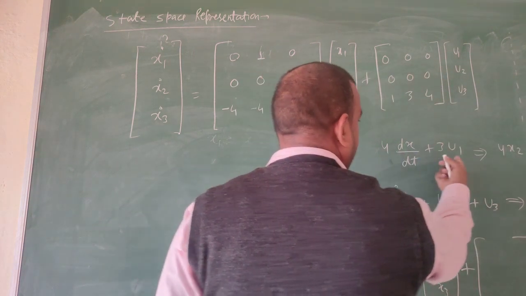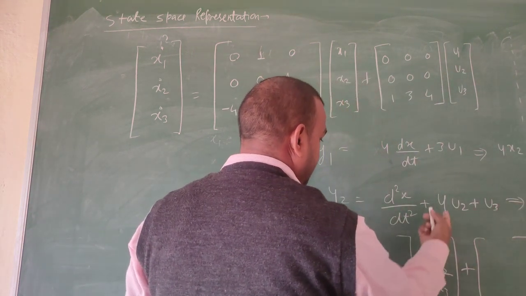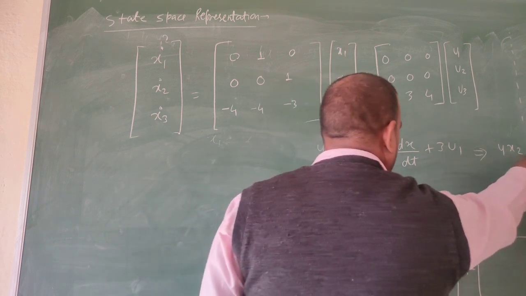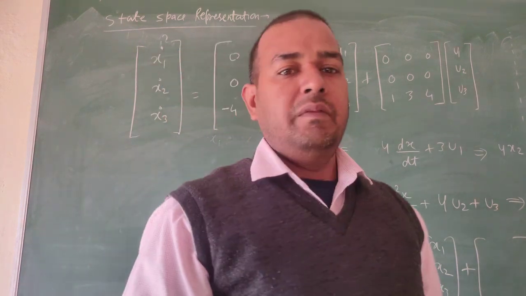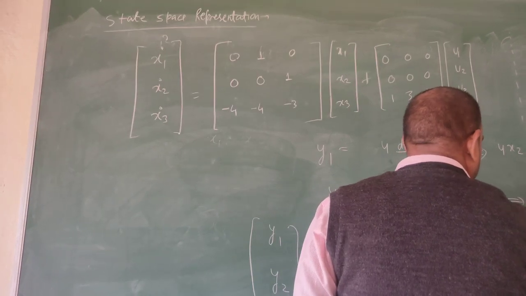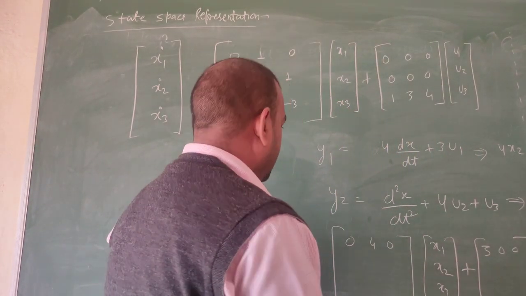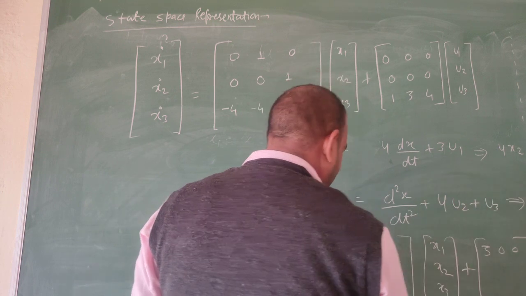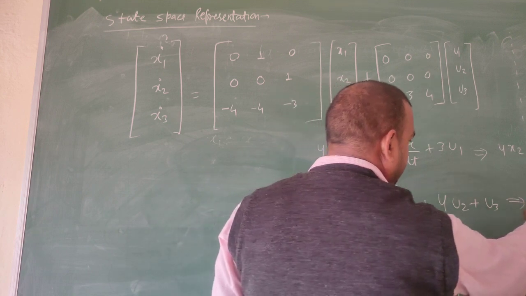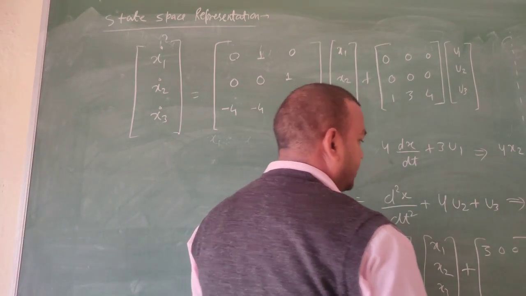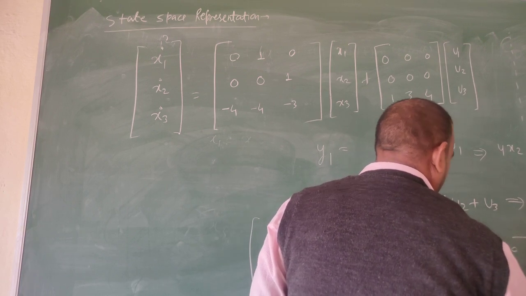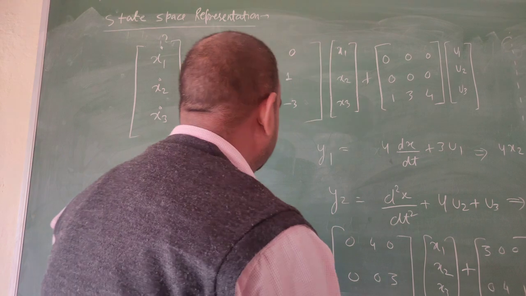So what is y1? y1 is 4x2. So the second term is here, so we can write 0, 4, 0, and the u1 term is here, so we will place 3, 0, 0, because u2 and u3 are not present here. Again for y2, what is the equation? Go for the x3 element, so it will be 0, 0, 1, and the input is 4 for u2 and 1 for u3. So u1 is 0 here, and 4 is there, and 1 is there. So this is your output equation.